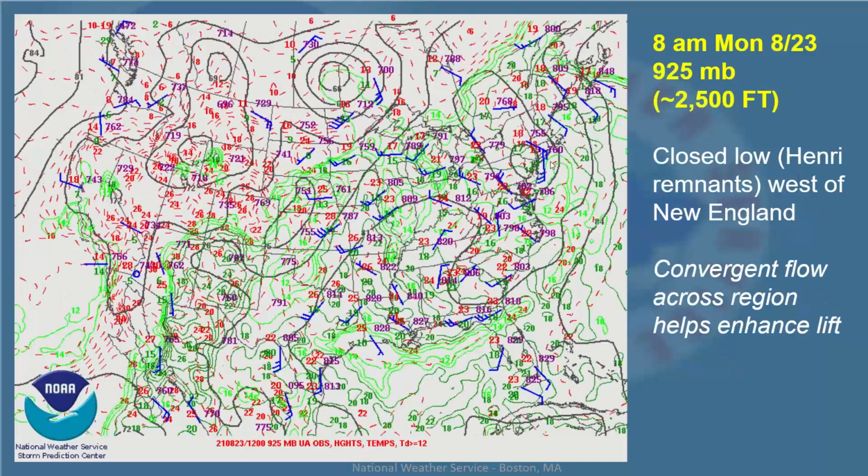And then if we go down a little bit lower, this is about 2,500 feet. Again, you see that closed low associated with the remnants of Henri, and a similar pattern of flow coming off the Atlantic. We've got a lot of moisture, as you can see here in the green contours, and also some convergence. You've got 25, 30 mile an hour winds out of the south running up into winds at about 10 miles per hour out of the southeast.